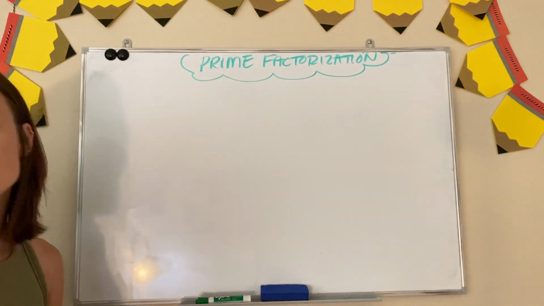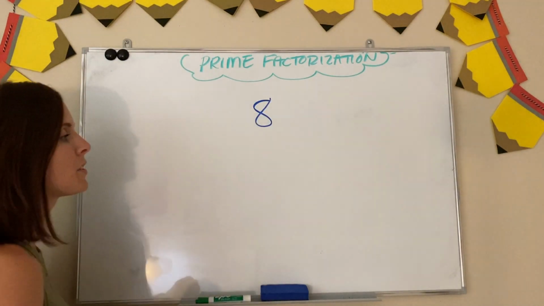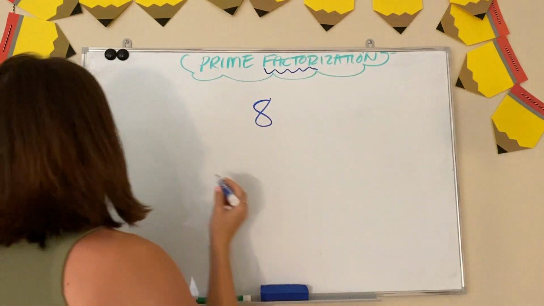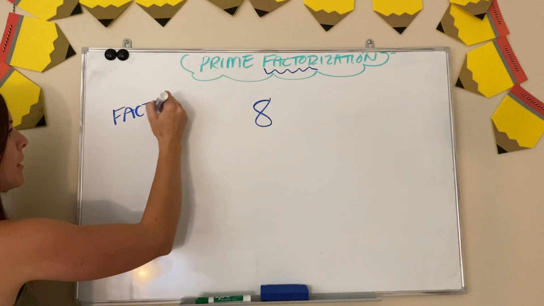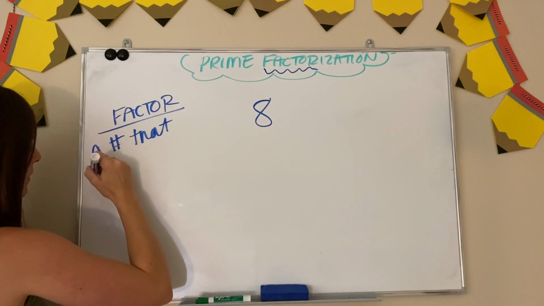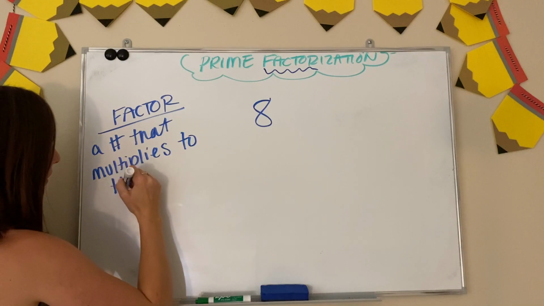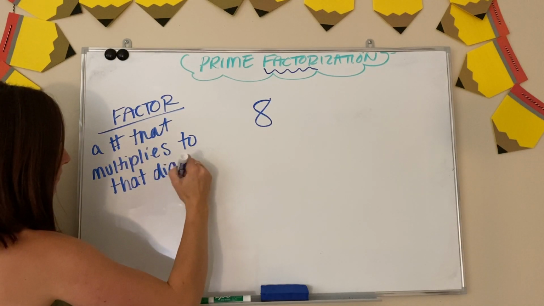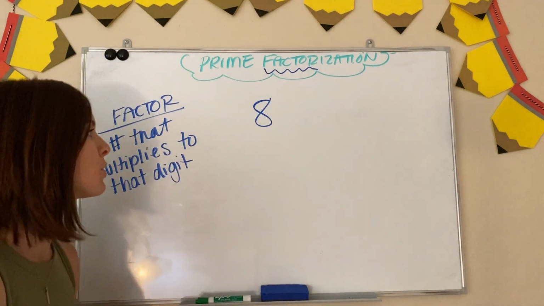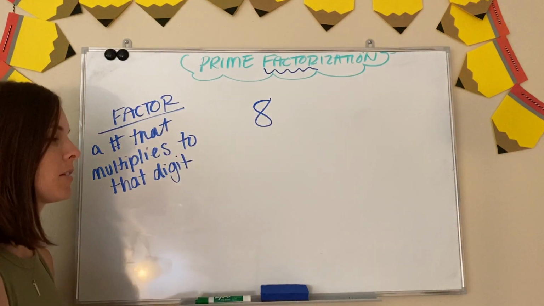So here we go. I'm going to start with a pretty easy one. I'm going to start with the number 8. So prime factorization wants to know all the factors that go into 8. So I'm going to highlight that word factor. A factor is a number that multiplies to that digit. And the digit I'm referring to is the one that you will get on your homework problem or test, or this example, which happens to be 8. So I want to know all the numbers that can give me an 8, okay?